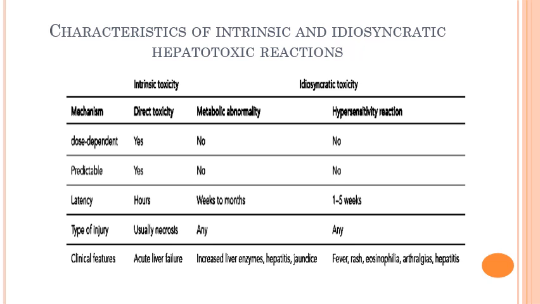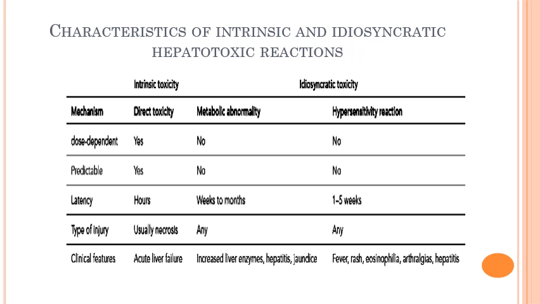Depending on the mechanism, the intrinsic toxicity has been divided into direct toxicity and metabolic abnormality. In the direct toxicity, a substance or a causative agent will be directly affecting the liver function. However, in the metabolic abnormality, there may be certain changes in the metabolism of the body, and these will be affecting the functioning of the liver. In the idiosyncratic toxicity, there is basically a hypersensitivity reaction.